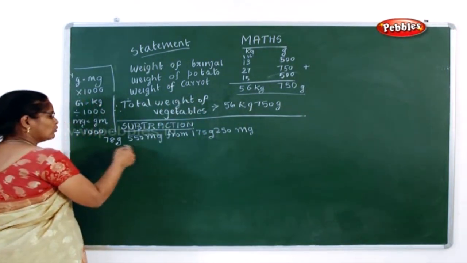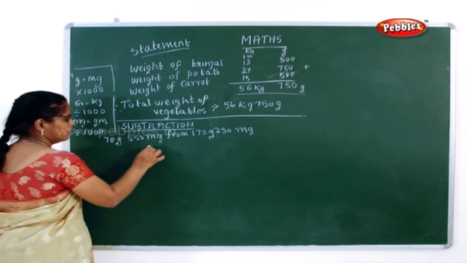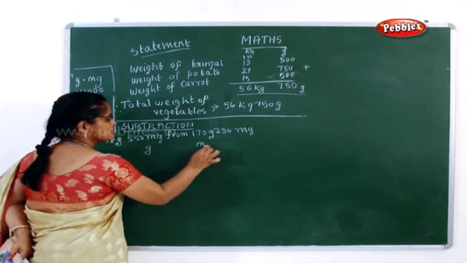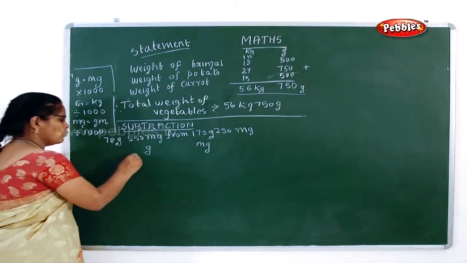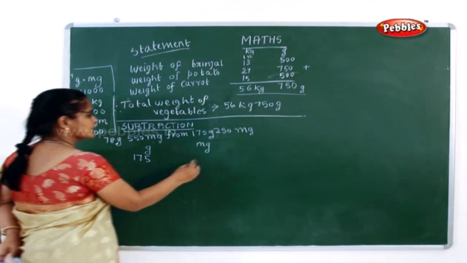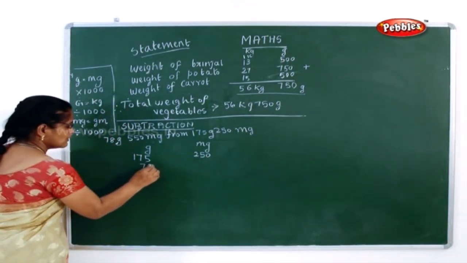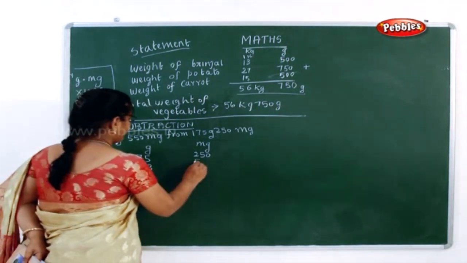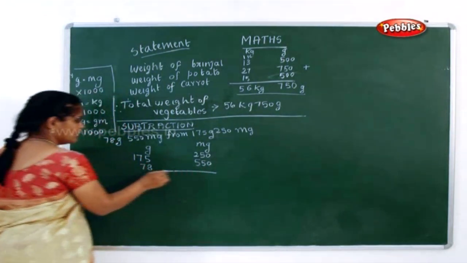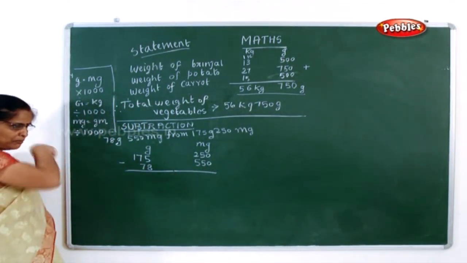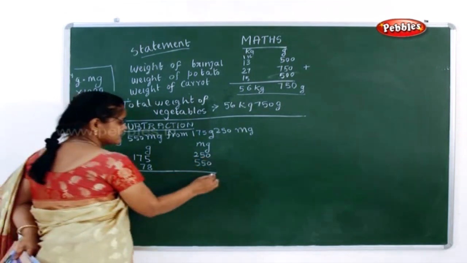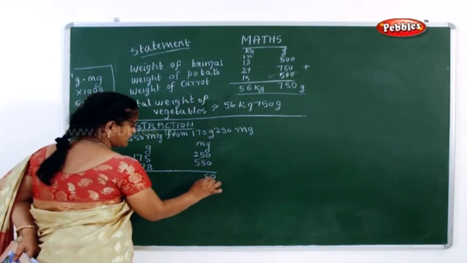So immediately what you have to write? What are the values given here? Write here g, mg. Now what is it you are given? 175. What is the gram here? 250. Now what is here? 78. Now what is here? mg? 550. Now immediately you have to put the minus symbol. What is it here? 0 minus 0 is 0. 5 minus 5 is 0.